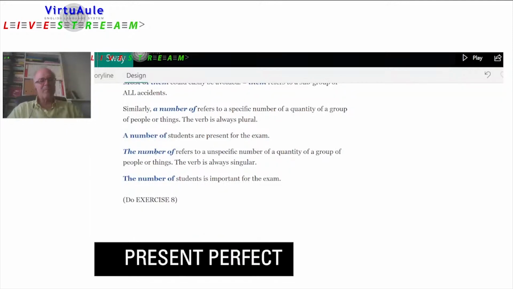The number, a specific number, refers to an unspecific quantity of a group of people or things. So the verb is always singular. The number of students is important for the exam. The number, we're talking about a specific number, okay? Even though it says an unspecific number of the group, the actual subject is specific.